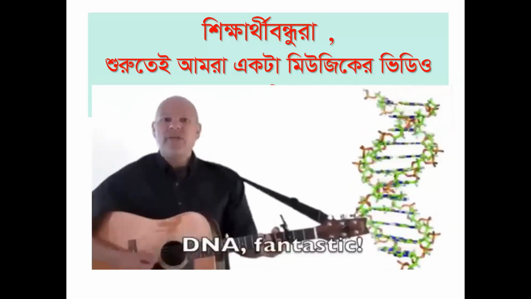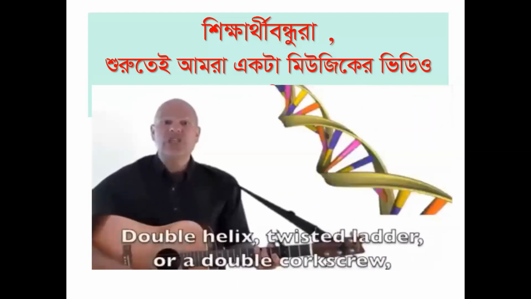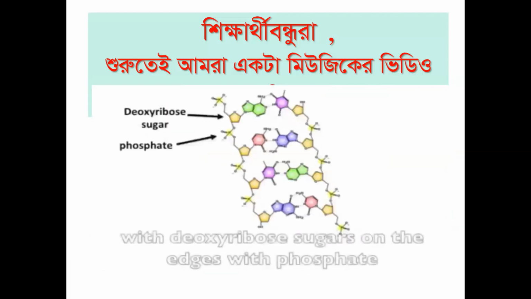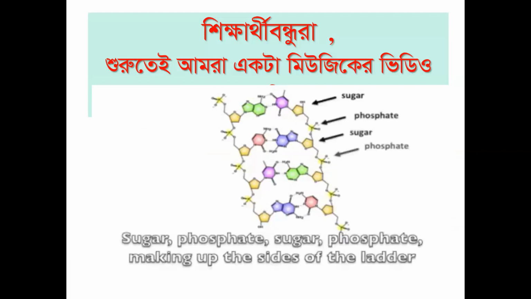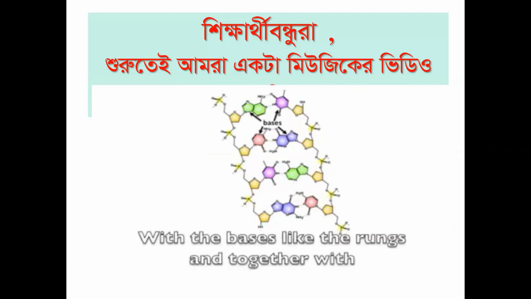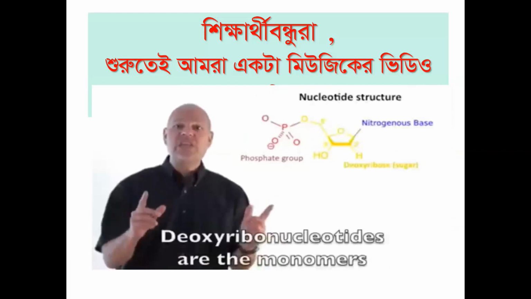Deoxyribonucleic acid. Fantastic. The shape is key, probably well known to you. Double helix, twisted ladder, or a double corkscrew. Imagine a twisted length of tape with deoxyribose sugars on the edges with phosphate. Sugar phosphate, negative sides of the ladder, with nitrogenous bases on the inside like the rungs.